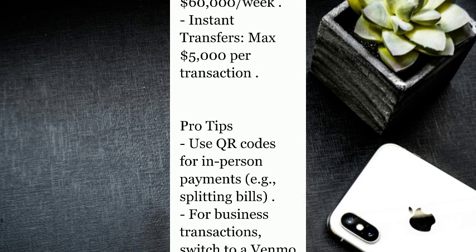Now, if the payment failed, what do you do? Always check to make sure you have sufficient funds or bank account linkage, and then check the recipient's username and email to make sure they're correct. If you mistakenly send to the wrong person, request a refund from that person or contact Venmo support.